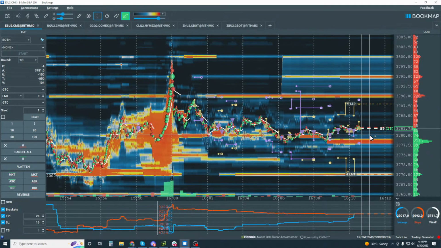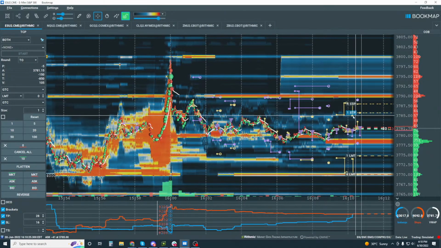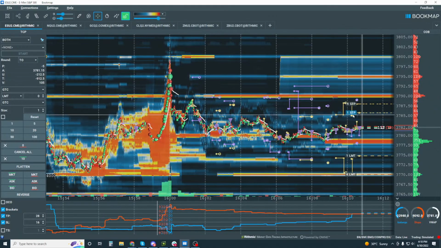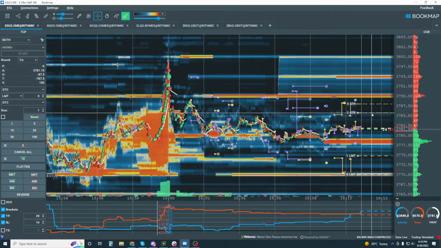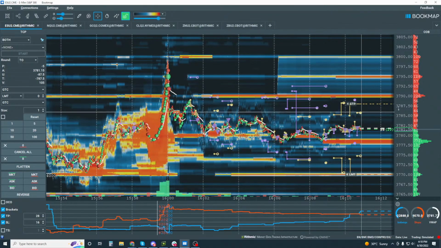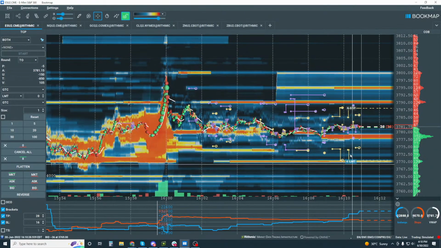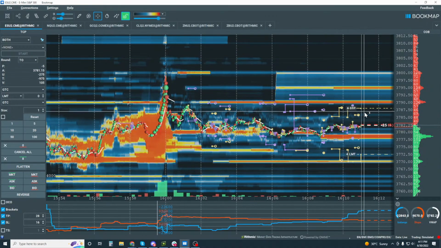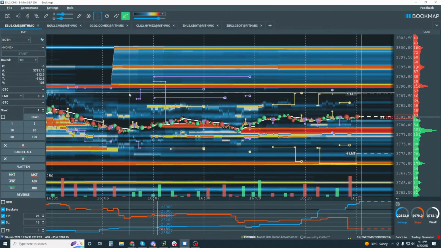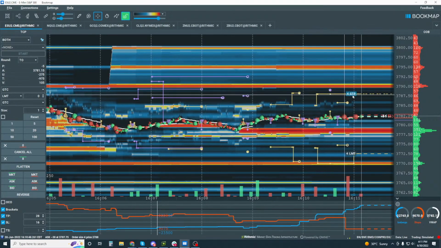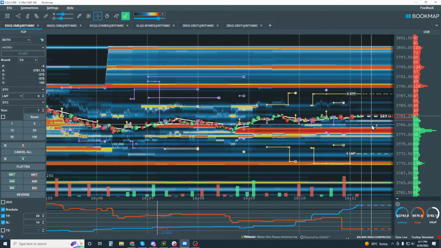If I go short again, that's a separate entry, because it was a different transaction. So it's only working on the original. Here's my limit. When you start to scale out, it updates the original brackets. If you scale in, it'll add new brackets, and then if you start scaling out, it'll scale out those brackets.